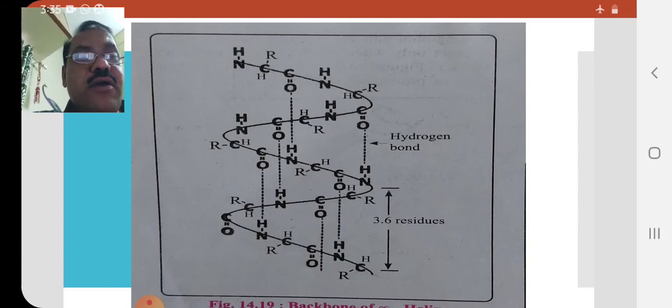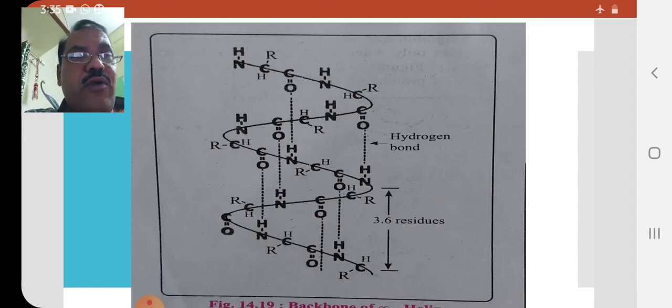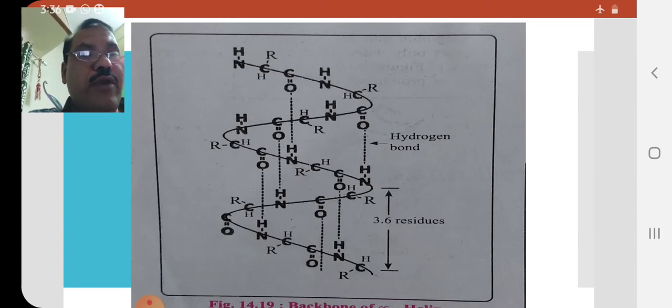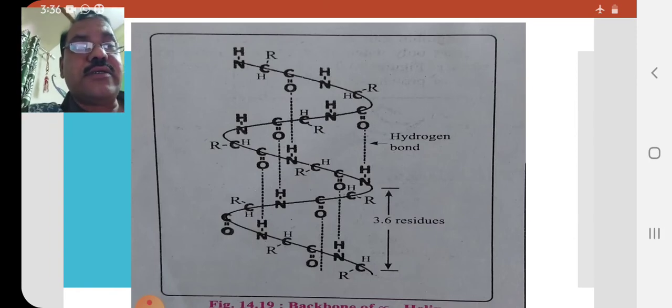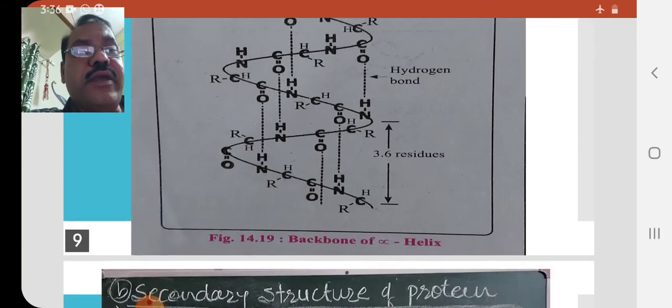This type of structure is called alpha helix, and in every coil there are 3.6 amino acids. Therefore, it is shown by 3.6 residues. If you count the CONH groups in every loop, you can see there are 3 CONH groups and a half NH group, or 3 CONH groups and a half CO group present in every loop. So this type of structure is called alpha helix type of structure. So this is the first type of secondary structure of proteins.